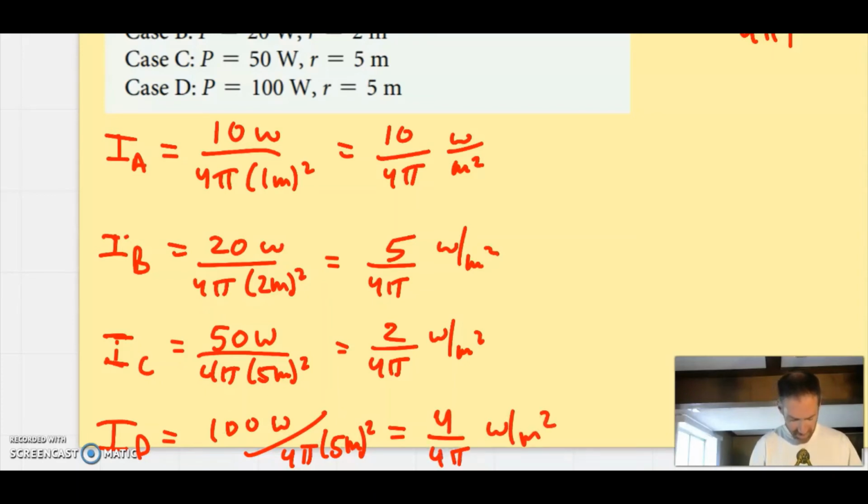You might be real tempted to divide those 4s, but I'm not going to because all the other ones have 4 pi in the denominator. So I'm supposed to make this in increasing order of intensity. It looks like intensity of C is the smallest. It's only got a 2 in the numerator. And then D, and then B, and the biggest was A.